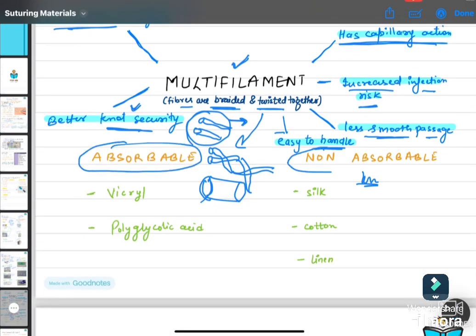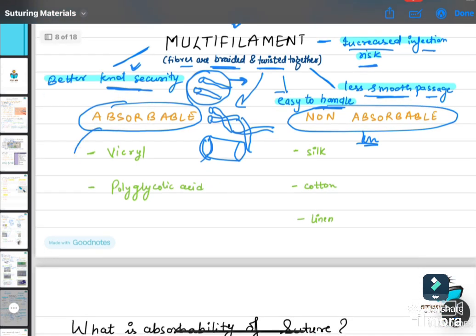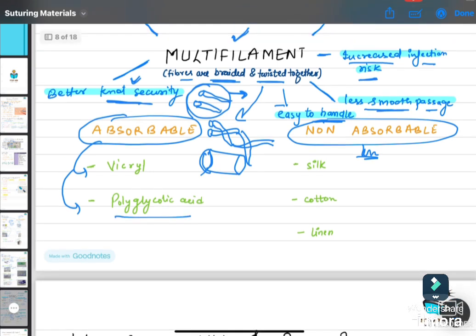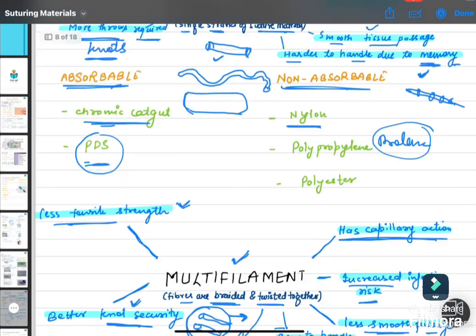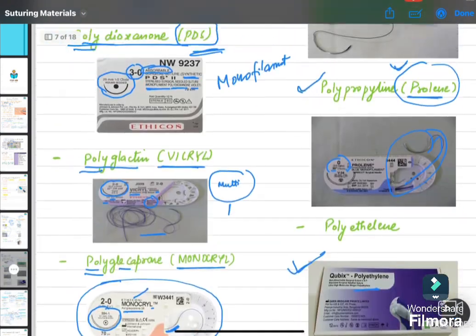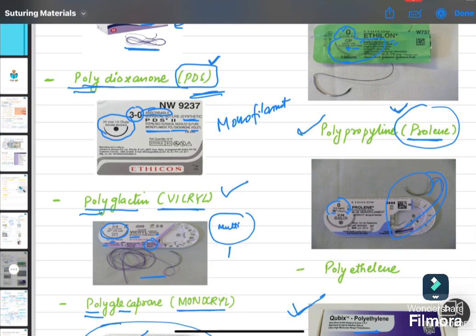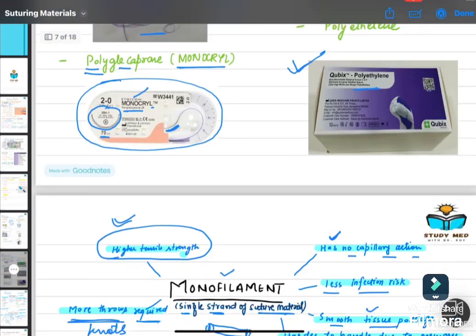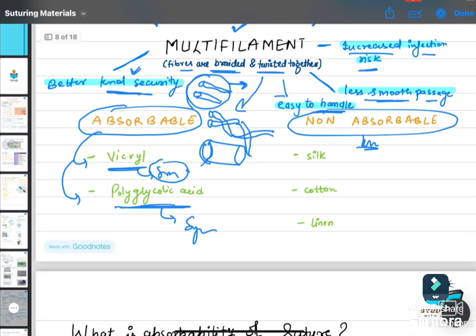Again, it is absorbable and non-absorbable. In absorbable, it is Vicryl and PGA, polyglycolic acid. We have already seen that PGA belongs to the synthetic group, and Vicryl is also synthetic. See this, Vicryl and PGA, absorbable and synthetic. This is what is written here. Now non-absorbable. We have studied two things in a pair. These are natural sutures: silk and cotton.